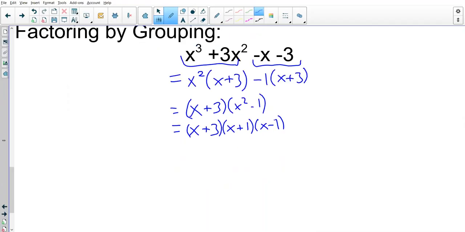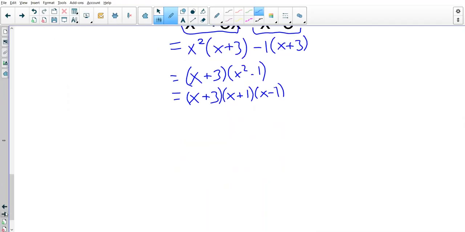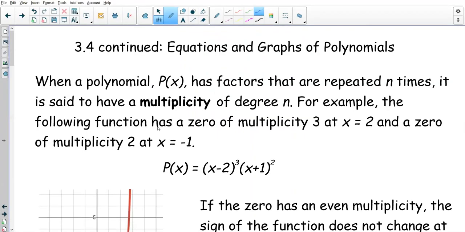So these factoring methods that we've seen before in the past are going to come back, and they're going to help us as we deal with higher degree polynomials. So the point of really everything we've done in Chapter 3 is looking at the equations and the graphs of those polynomials. The one thing that we have left to look at is what's called multiplicity, and this is when we have repeated roots. So when a polynomial has factors that are repeated so many times, it is said to have a multiplicity of whatever that degree is.